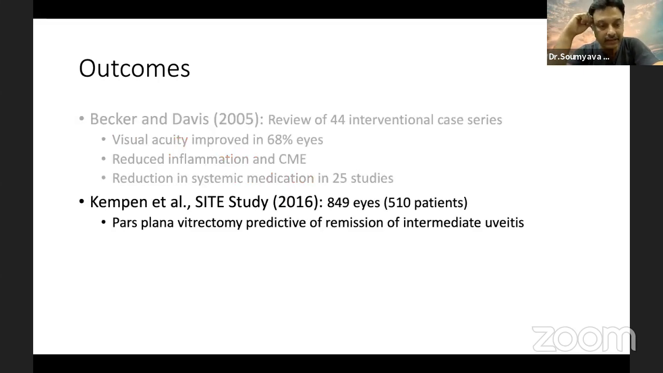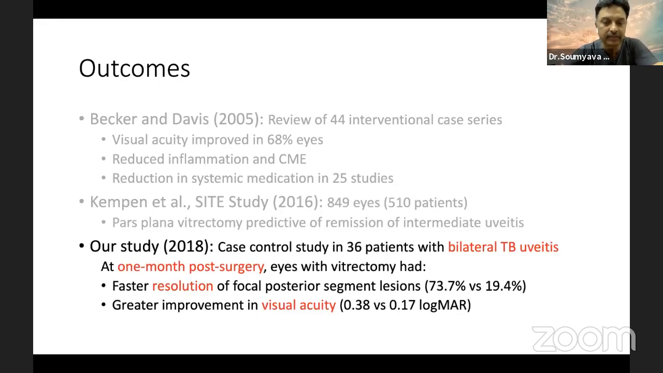This one I find very interesting. The data from the SITE study, which included 849 eyes of 510 patients, showed that past pars plana vitrectomy was a very important predictor of remission of intermediate uveitis in these patients. And finally, we have one of our own studies where we did a case control study in 36 patients with bilateral TB uveitis, one eye of which underwent a pars plana vitrectomy. Now, in this study, at 1 month post-surgery, the eyes with vitrectomy had a faster resolution of the posterior segment lesions and a greater improvement in visual acuity.